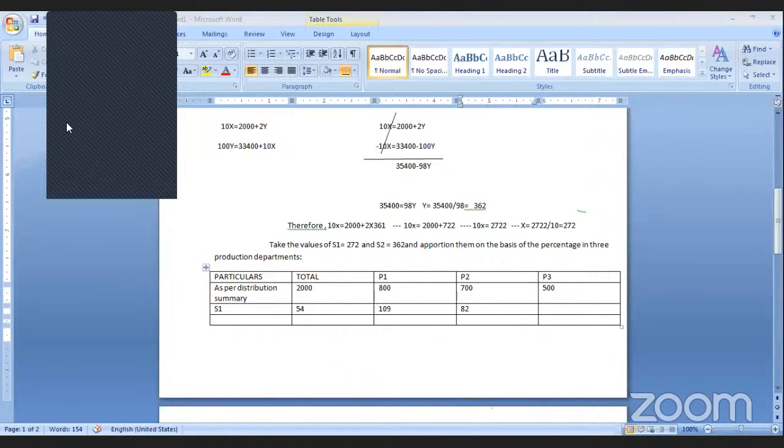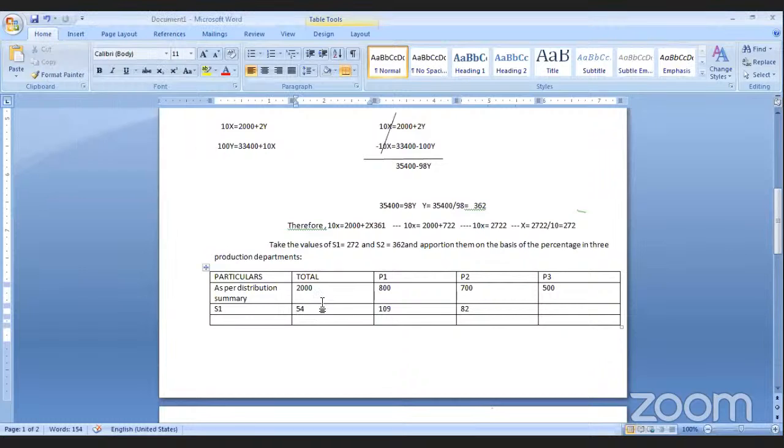272 into the first percentage is how much? 20%. 54. Okay. Next one, automatically 109 will come. Yes, sir. See, this I have mistakenly done. Here you have to write 54, but I have written it in that column. Here it is 109, and the remaining nine we have. How much is coming? 82, sir. Okay, no problem. We will cross check.